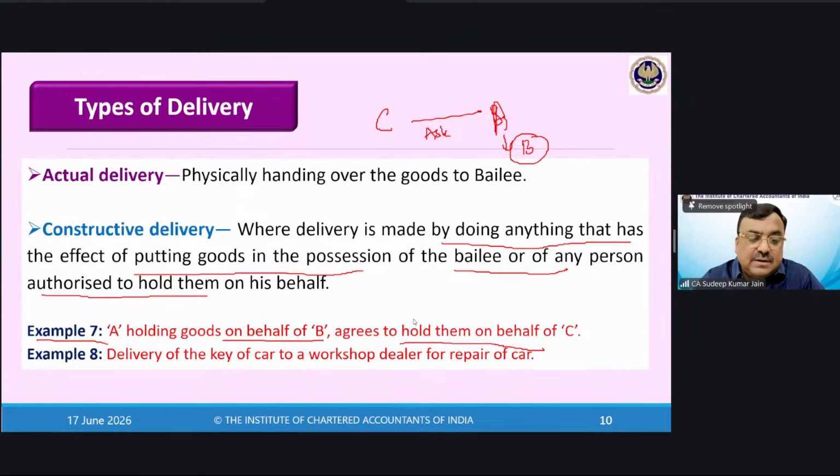One more example: delivery of the key of a car to a workshop dealer for repair of the car. Suppose A wants his car to be repaired by B. So A informs B that I am giving you the key, take my car and please complete the required repair. So this is called constructive delivery. Please read examples 7 and 8.